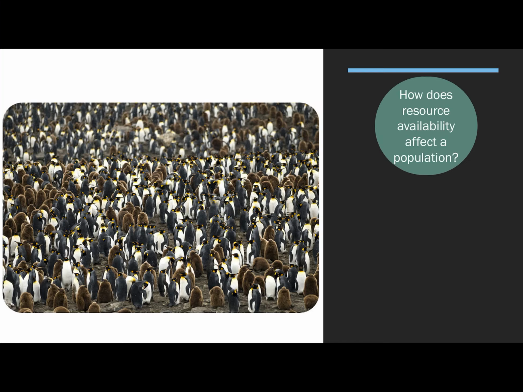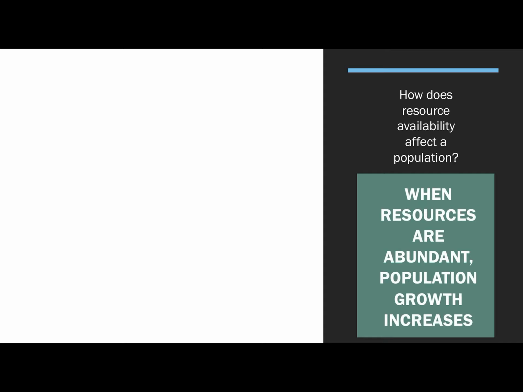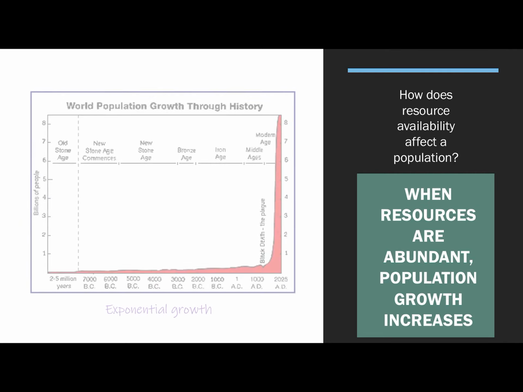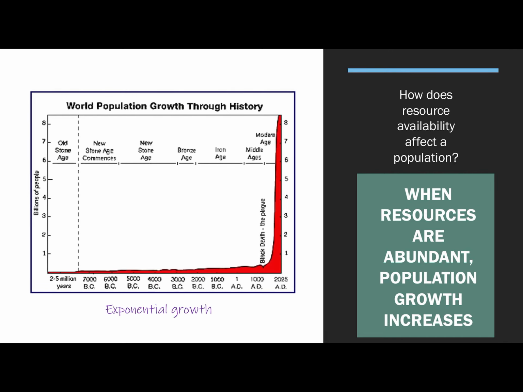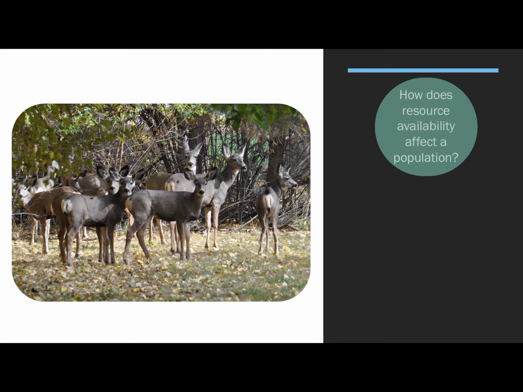So how does it affect a population? So here's a really crowded population of penguins. When resources are abundant, population growth increases. So that's kind of what we're looking at for human population right now. We see an exponential growth rate, and that goes like that, shoots right up. So when resources are abundant, population growth increases. We'll remind ourselves about those deer.